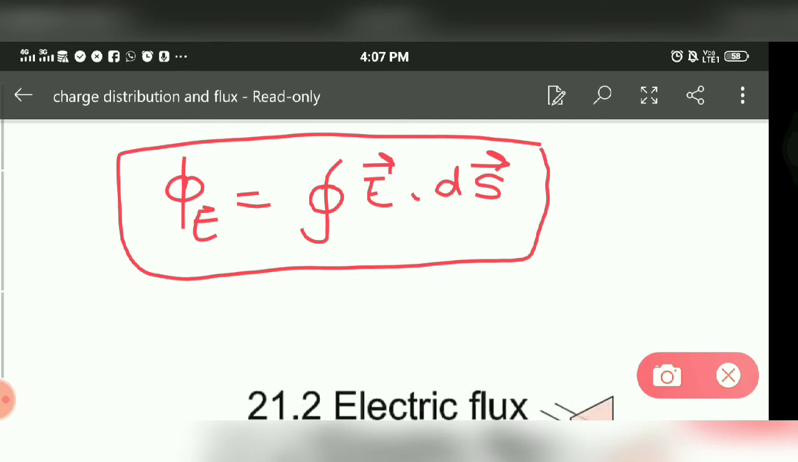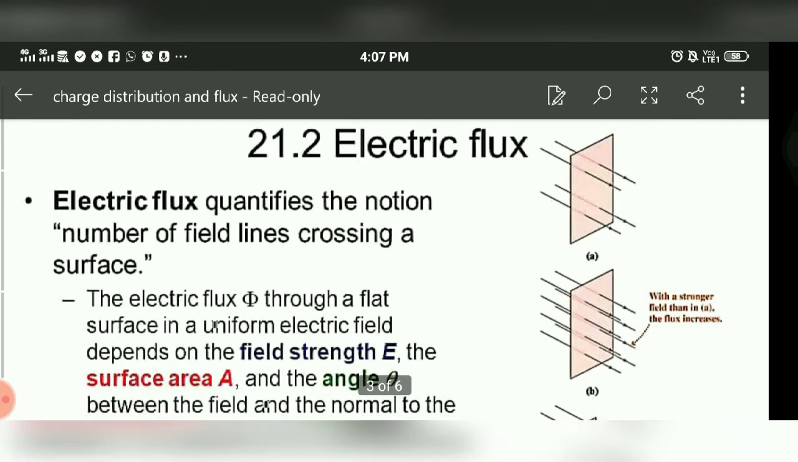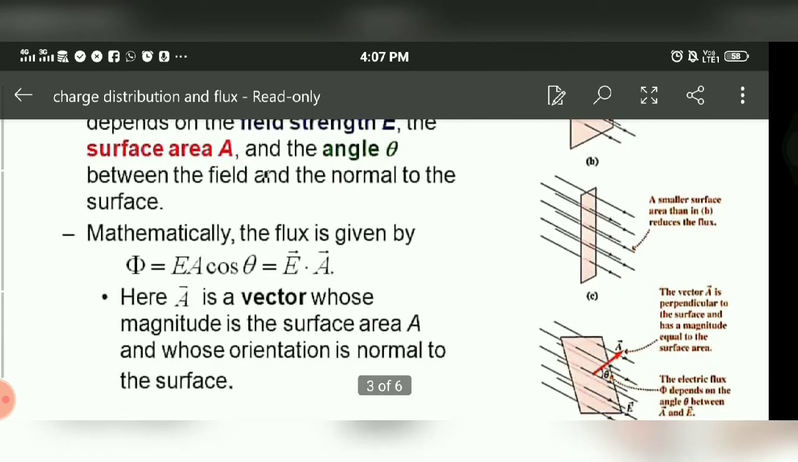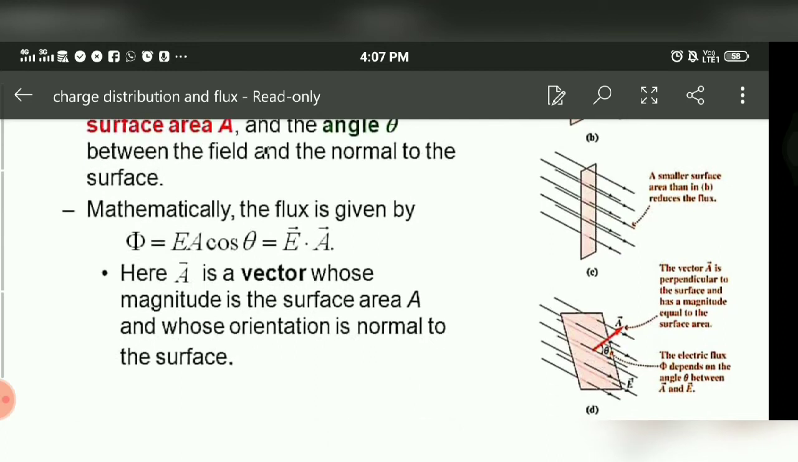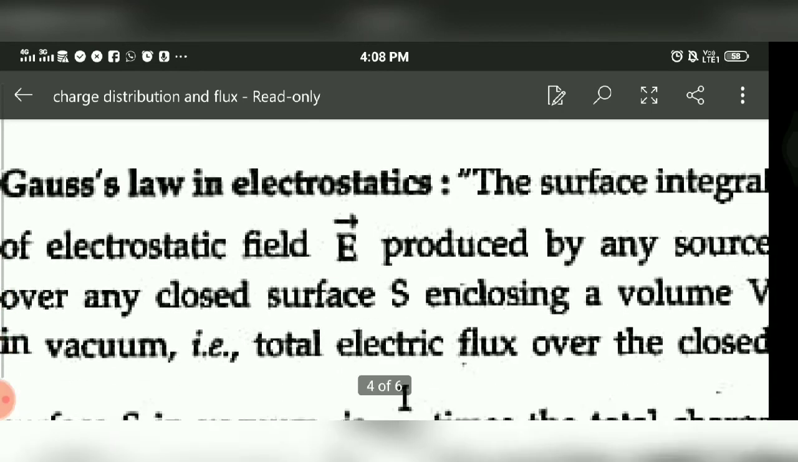Now let's go to the Gauss theorem. So let's cover it. Electric flux quantifies the number of field lines crossing a surface. So electric flux phi through a flat surface in a uniform electric field depends upon the strength, the surface area and the angle between them, because phi is E A cos theta. More E, more A, smaller theta means more flux through it. So A is the area vector whose magnitude is A and whose orientation is normal to the surface and is always in the outward direction.